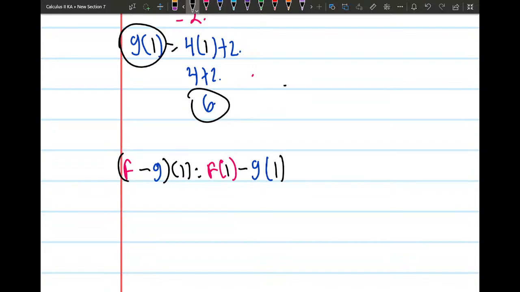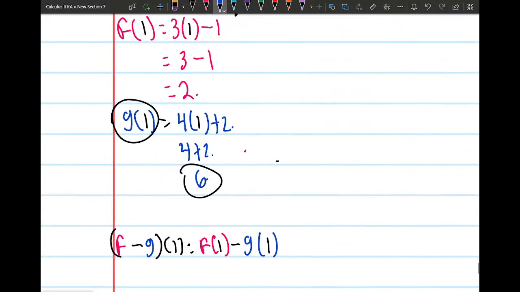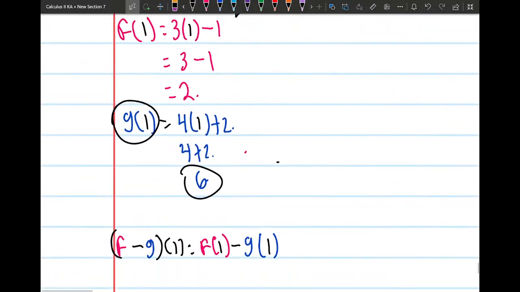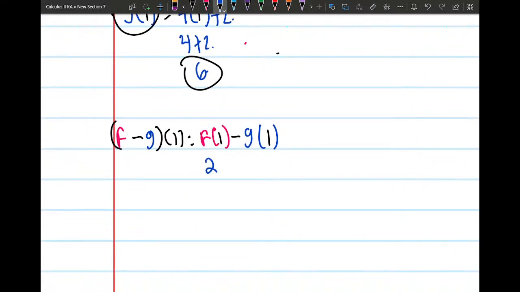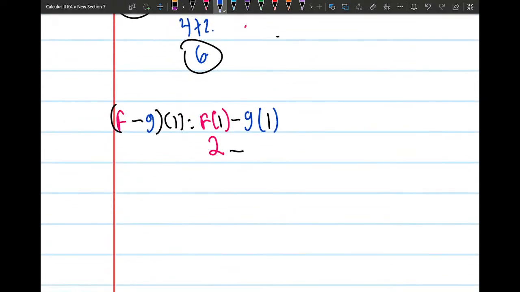And then we're going to go ahead and do that. So, we have f of 1. We know what f of 1 is. It was 2, because we evaluated it earlier. And then minus g of 1. g of 1 was 6. So it'll be 2 minus 6, and 2 minus 6 is going to be negative 4. So we know f minus g of 1 is negative 4.